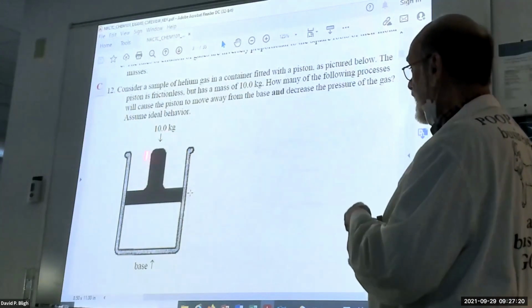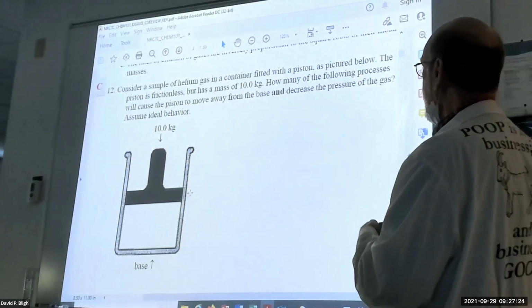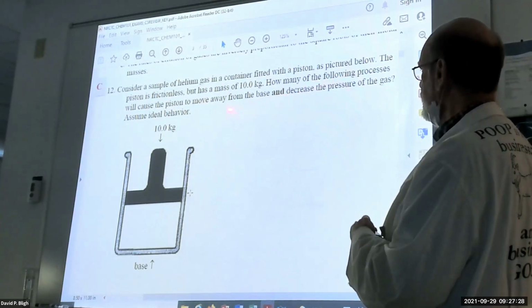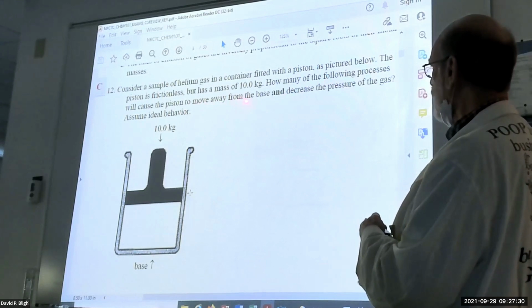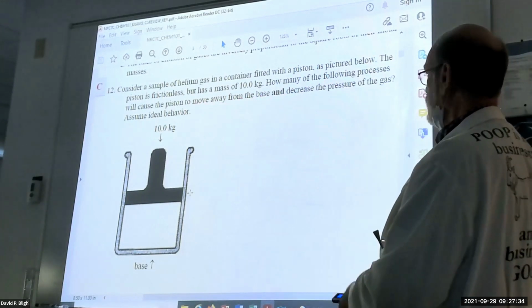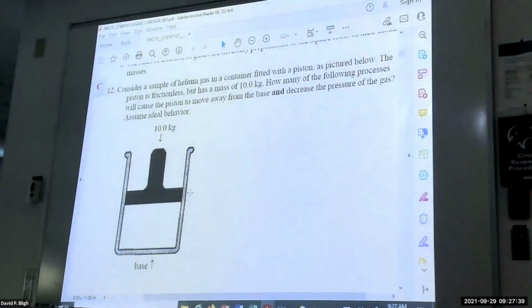In this case, we've got 10 kilograms sitting on top of that. How many of the following processes will cause the piston to move away from the base? So the volume will increase and the pressure will decrease for this gas. Now I need to scroll again to pick up our selections.